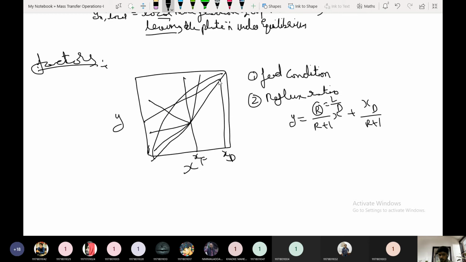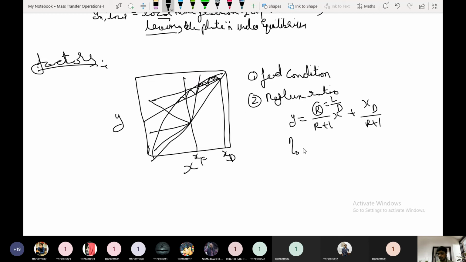If this rectifying section operating line is towards this equilibrium curve, then what will happen? The plates will increase. So this many number of plates will come in. If this is the rectifying section operating line, the plates will be like this. Big plates will come, big triangles will come. The number of plates required will be very less.